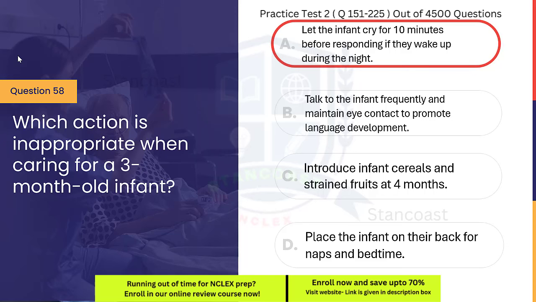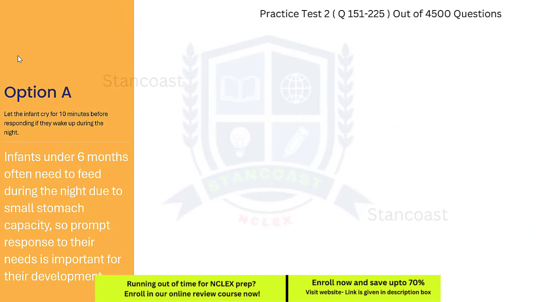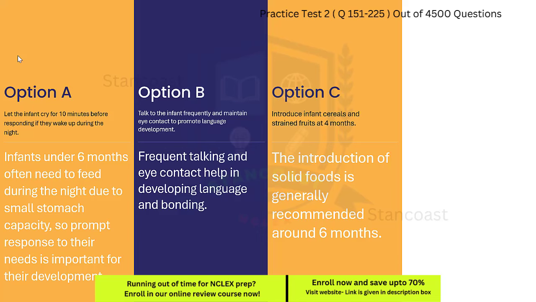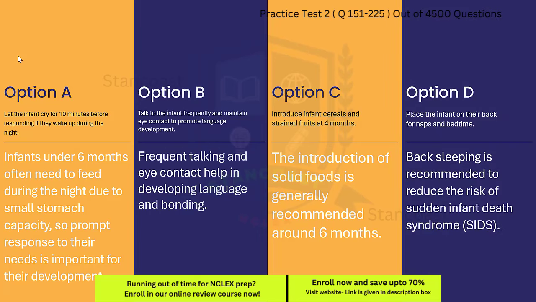Let the infant cry for 10 minutes before responding if they wake up during the night. Infants under 6 months often need to feed during the night due to small stomach capacity, so prompt response to their needs is important for their development. Frequent talking and eye contact help in developing language and bonding.